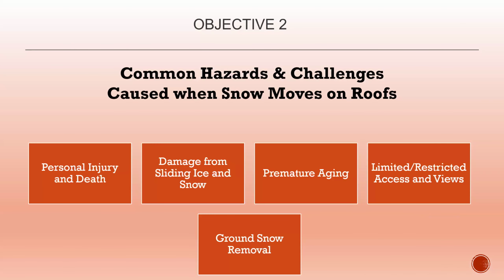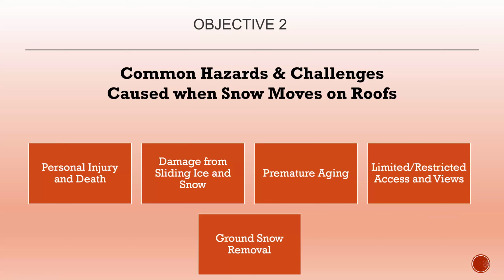So what are some of the common hazards and challenges that are caused when the snow does move on the roof? Personal injury and death will be the most serious situation that could possibly occur when you're talking about snow moving on the roof. And then you also move into things like damage from sliding snow and ice, premature aging. I once had an architect ask me if that was for the homeowner or for the roofing product, and so I will never forget that.